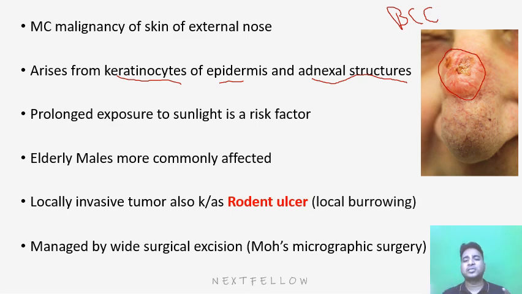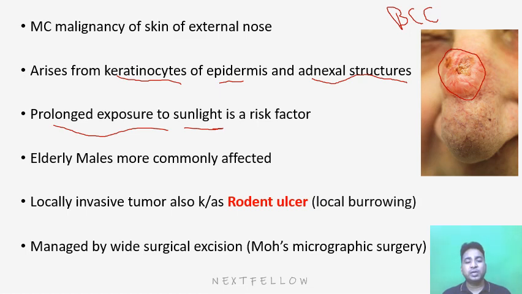Generally, prolonged exposure to the sun is a major risk factor. So prolonged exposure to sunlight is a major risk factor, and elderly males are at more risk, because males work outdoors with prolonged exposure to the sunlight. So it is more common in males, and especially elderly males.